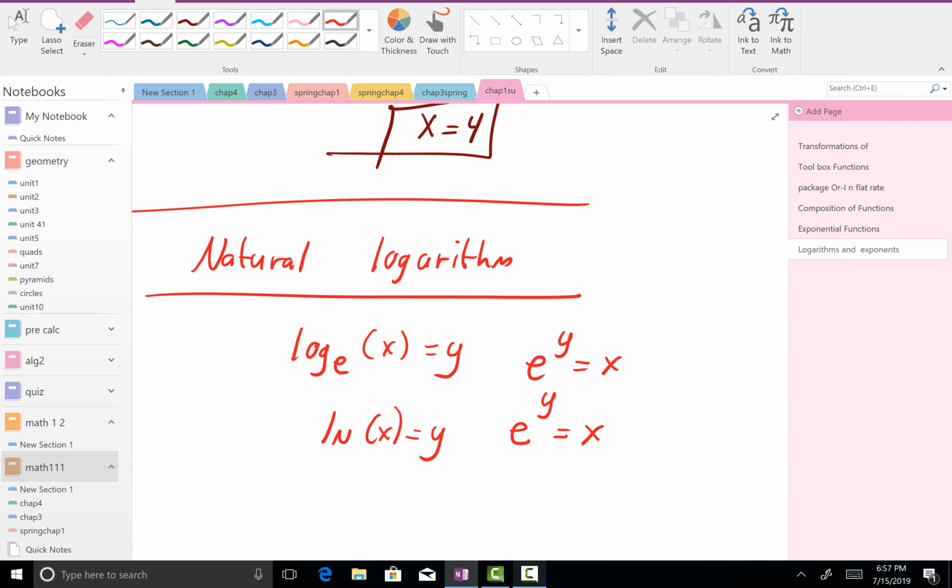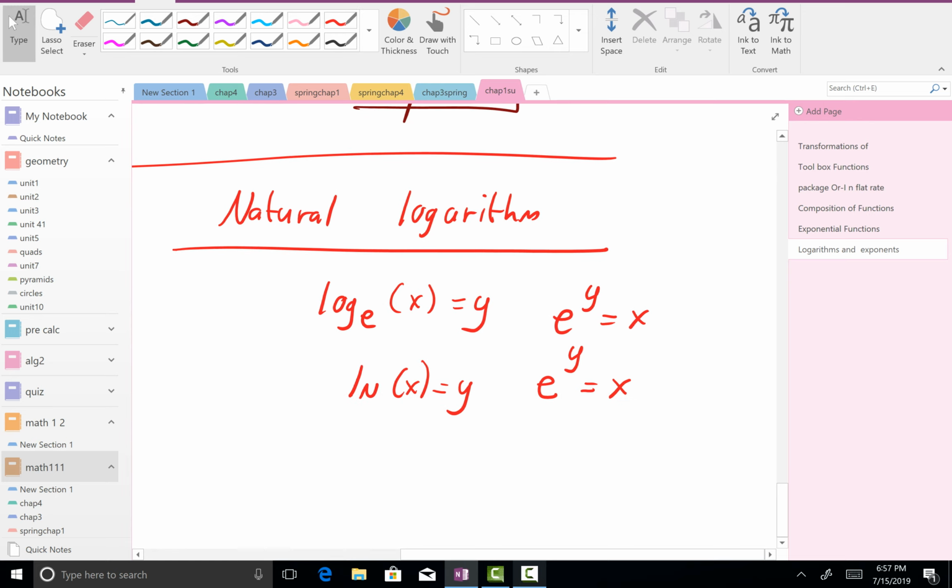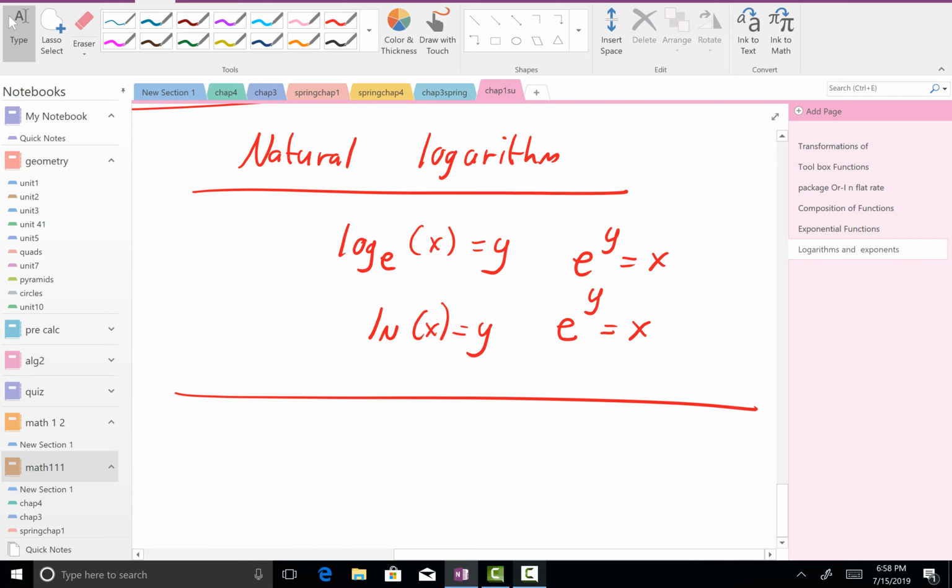Natural logs are like logs. They have some applications, not many, but some. We will see those if you take more mathematics. Anytime you see a natural log, it's just a log with a base e. It has the same properties. There's nothing different. It's just that the base happens to be special. So I wanted to do that with you.